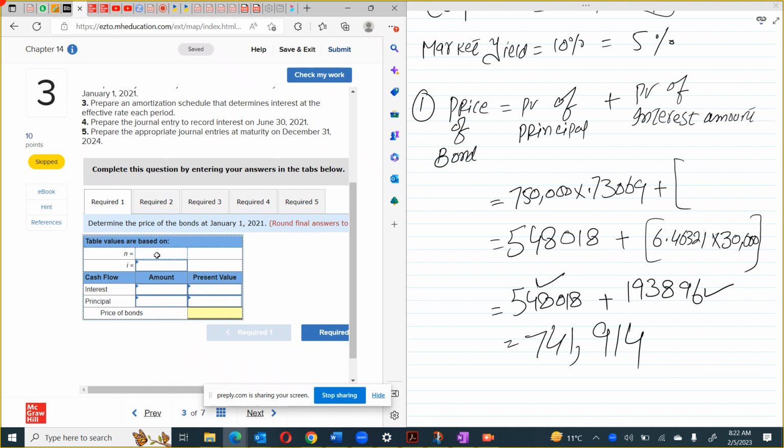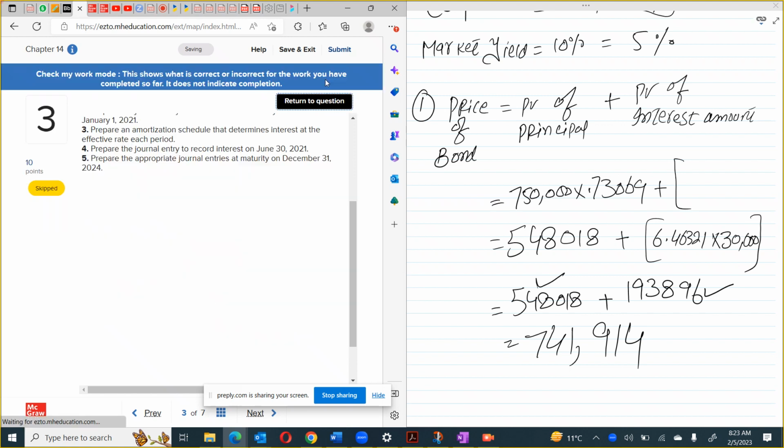So I will put the answers here one by one. Here the N is 8, the interest rate is 5%, the interest amount is 30,000, the principal amount is 750,000, the present value of interest is 193,896, and the present value of principal is 548,018.